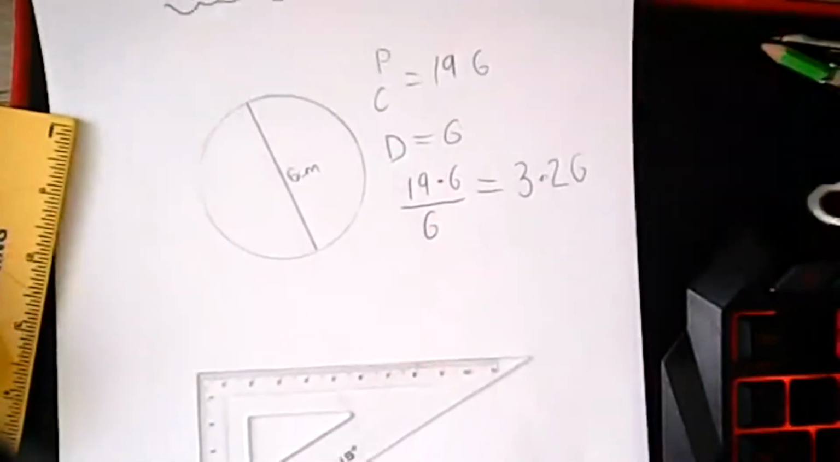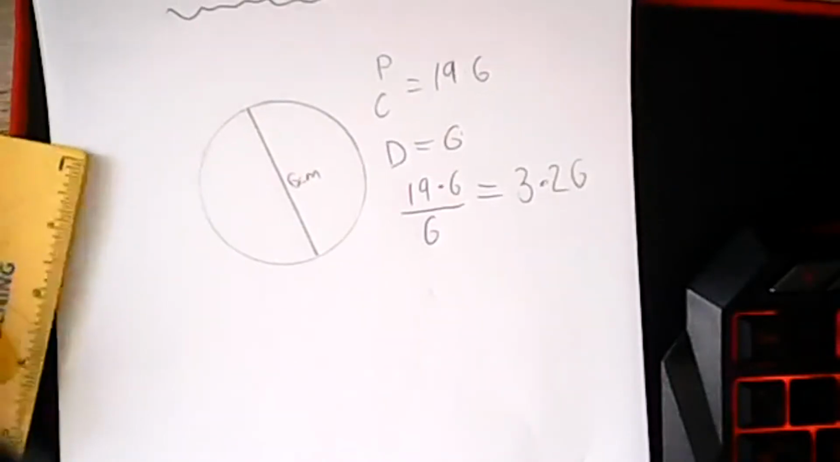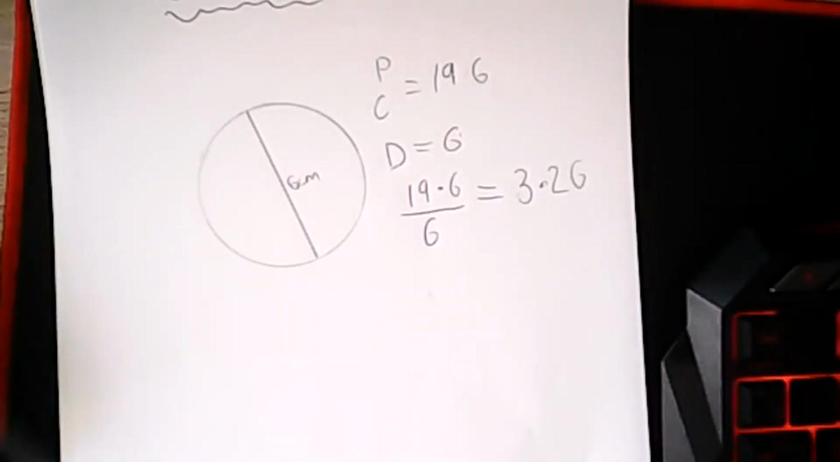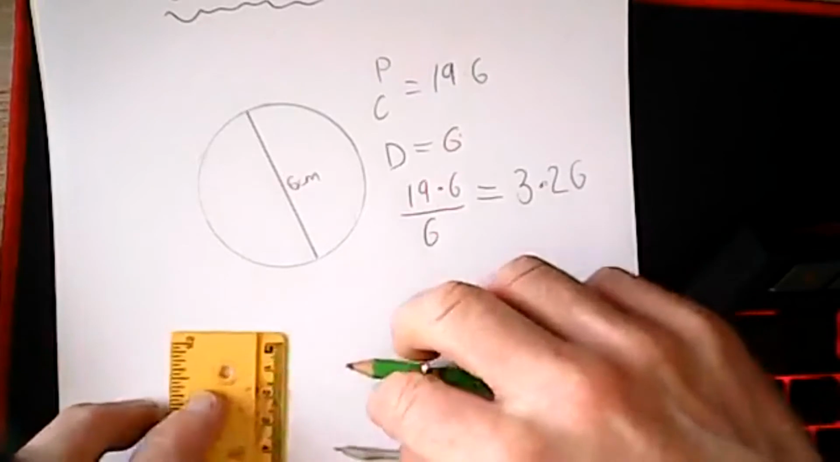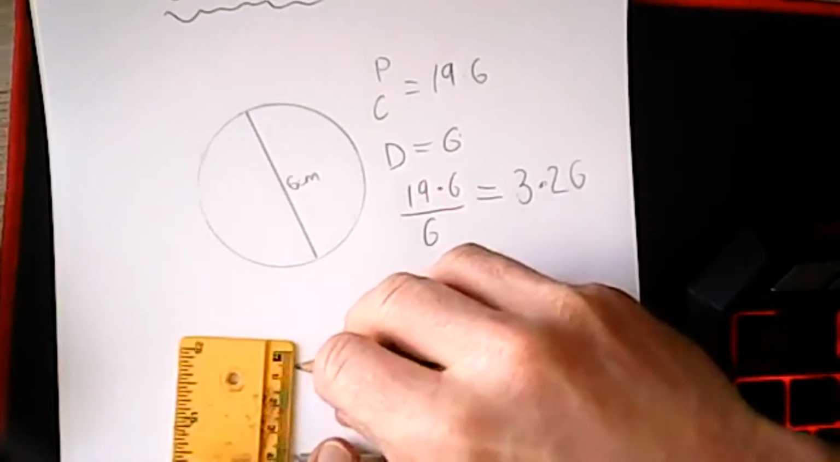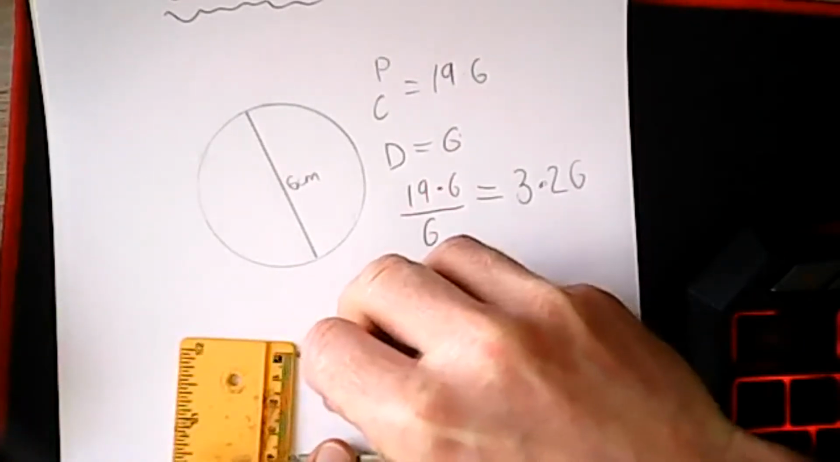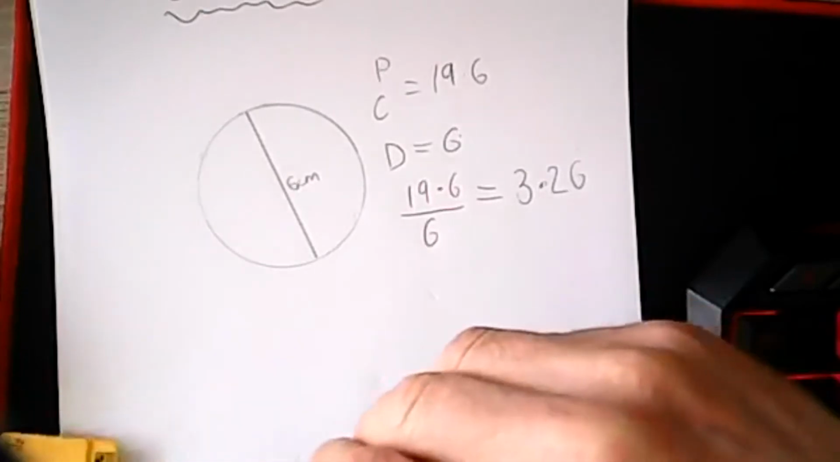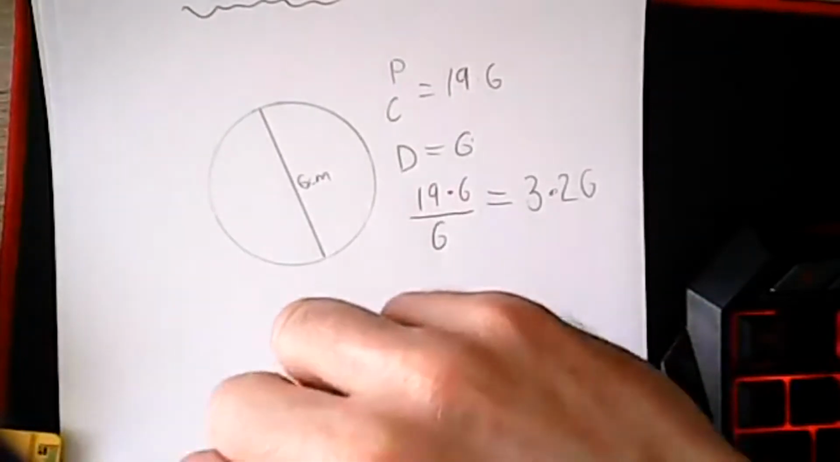So I'm going to do another one in exactly the same way. I did diameter 6, so now I'm going to do diameter 4. I'll speed this up a little bit now. So, a little circle.